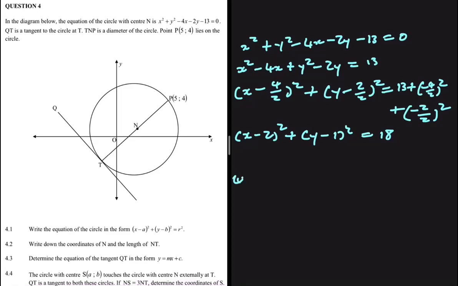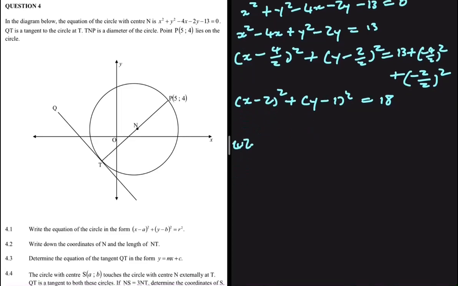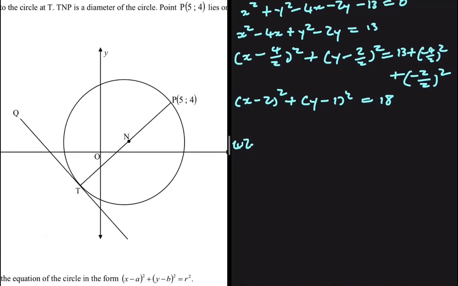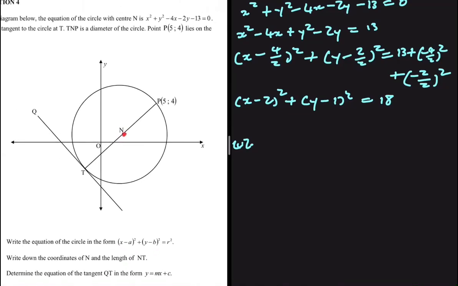Let's do 4.2. Write down the coordinates of N and the length of NT. So N is our center of the circle and NT is the radius. So the coordinates of N from our equation, the x value is going to be 2 and the y value is going to be 1 at the center. So we're saying that the x value is 2 and the y value is 1.